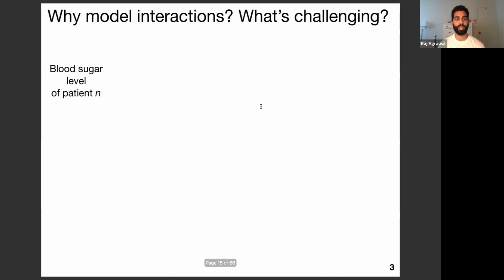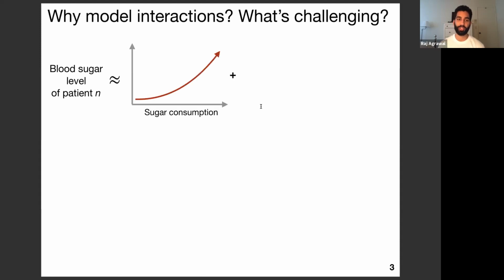Returning to the example of blood sugar levels, we might expect that blood sugar levels depend non-linearly on sugar consumption, where as a patient consumes more and more sugar, blood sugar levels suddenly increase more and more at a non-linear rate. We call such an effect an additive or marginal effect because it summarizes the average effect sugar consumption has on blood sugar levels.